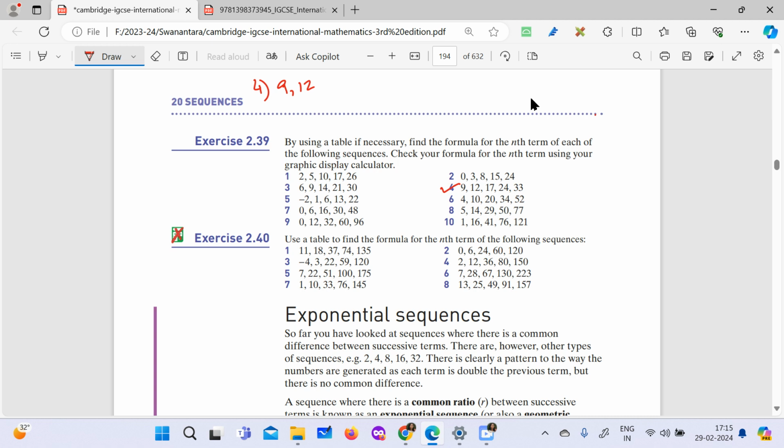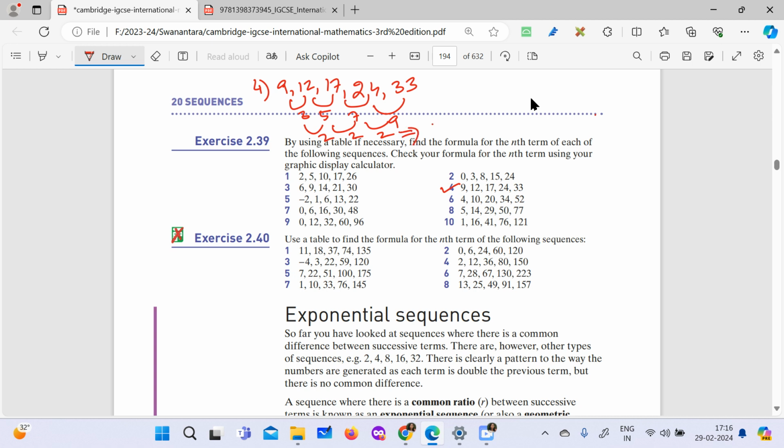9, 12, 17, 24, and 33. Okay, so 12 minus 9 is 3, 17 minus 12 is 5, 24 minus 17 is 7, and 33 minus 24 is 9. And then 5 minus 3 is 2, 7 minus 5 is 2, and 9 minus 7 is 2. So we got the second difference as 2.